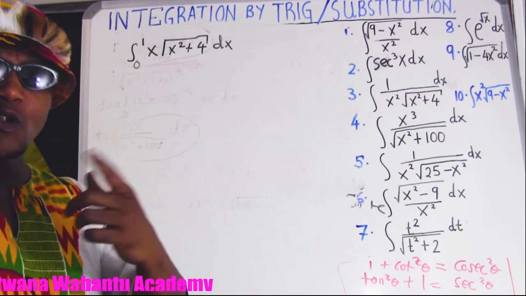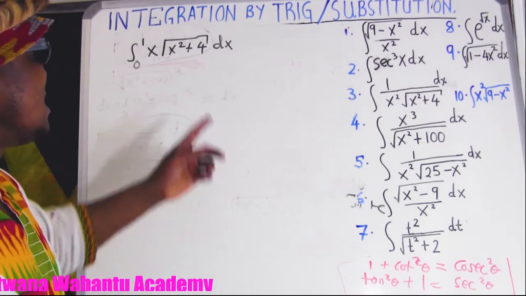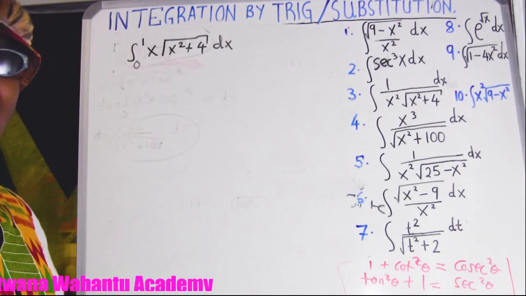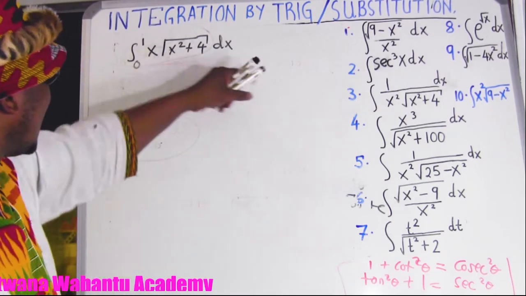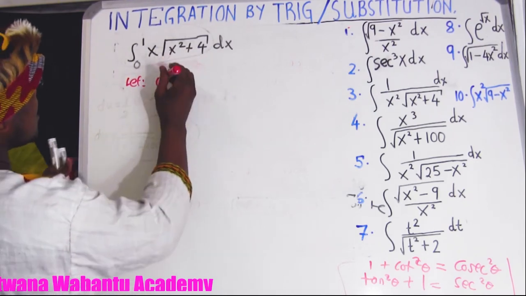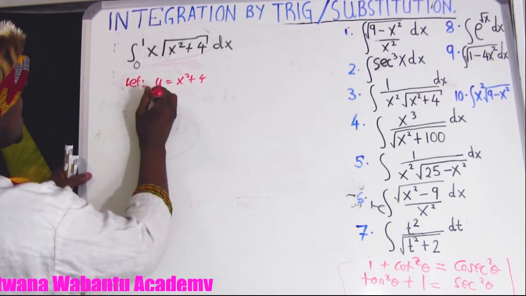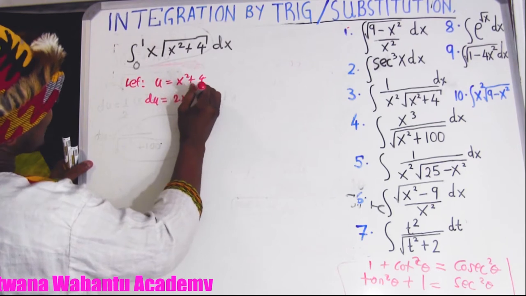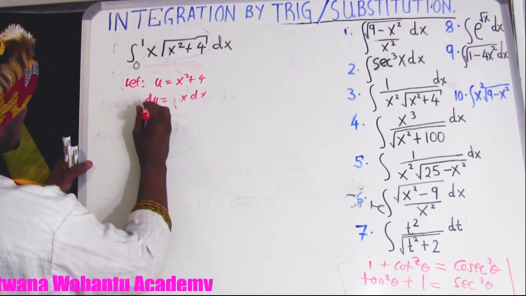But now, I'm not going to do it. You know, because you know what? This is going to be easy if I do normal substitution. How? Because I know if I differentiate this, it's going to give me x dx. Look, let me let u, only this, equal to x squared plus 4. Differentiate: du equal to 2x dx, divided by 2.